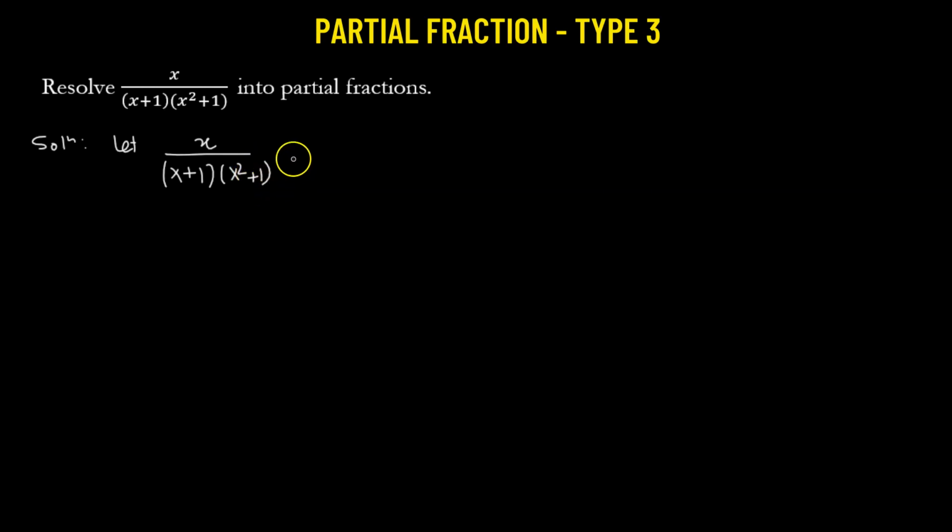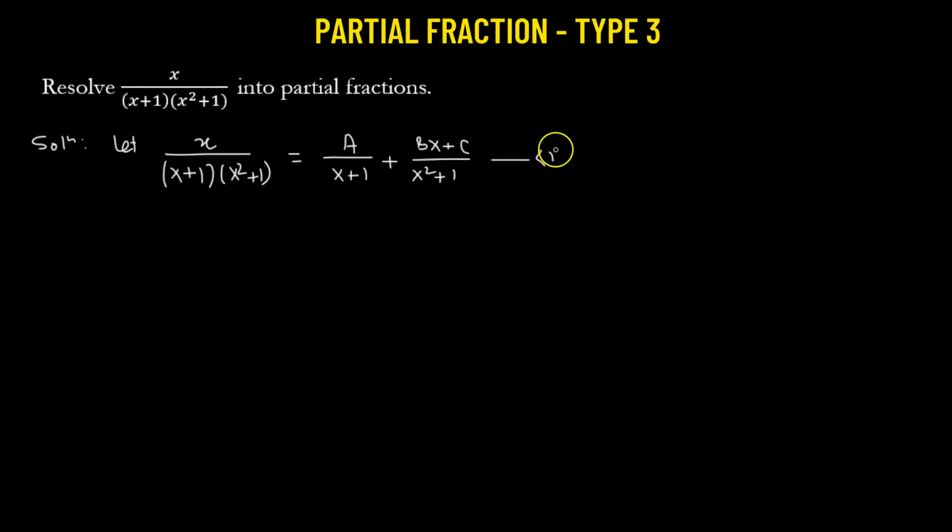Let's say this can be broken down into two partial fractions because we have two factors, x plus 1 and x squared plus 1. So we'll have two partial fractions, the first one being A over x plus 1. And then we have the next partial fraction whose denominator is x squared plus 1, but the numerator is not going to be B because we have a quadratic factor in the denominator. That means its numerator is going to be denoted by Bx plus C.